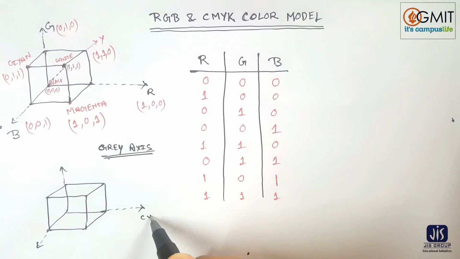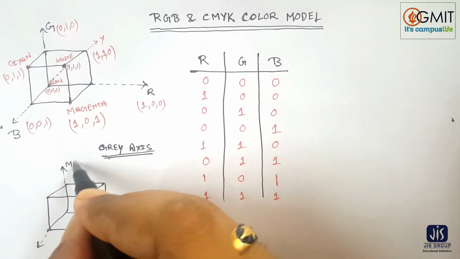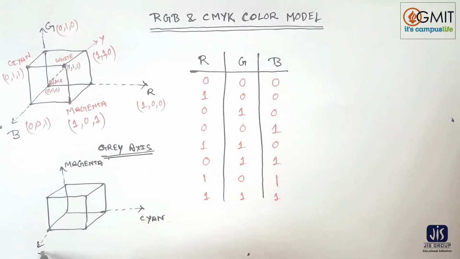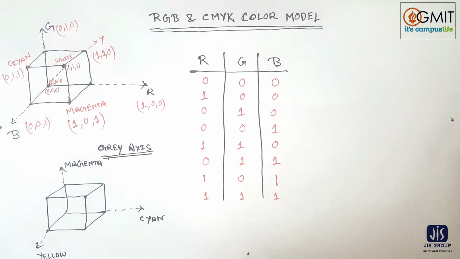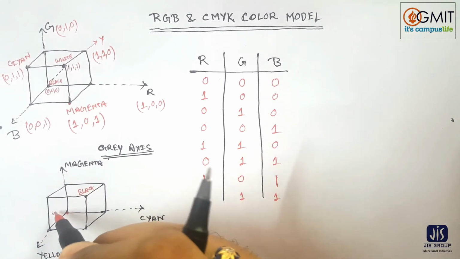Where this is cyan, this is your magenta, and this is also yellow. Here this point is black and this point is white.